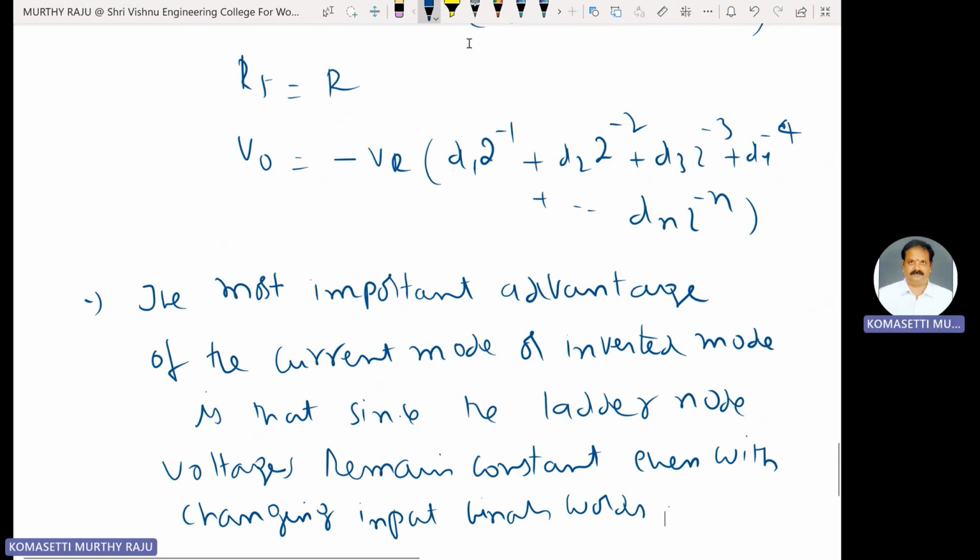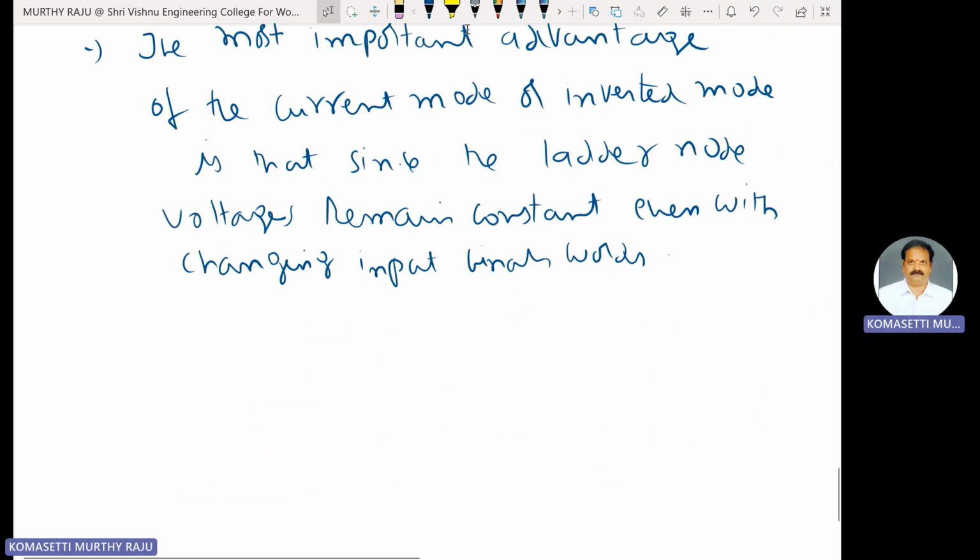In case of weighted resistor type DAC and R-2R ladder type DAC, current flowing in the resistors changes as the input data changes. As the input data changes, the current flow through the resistors also changes. Therefore, more power dissipation causes heating, which in turn creates non-linearity in weighted resistor type DAC and R-2R ladder type DAC.